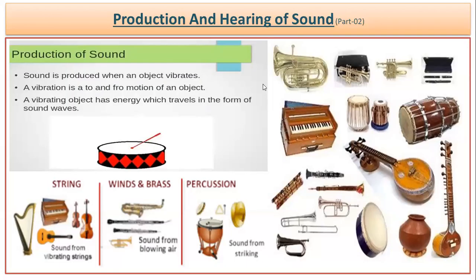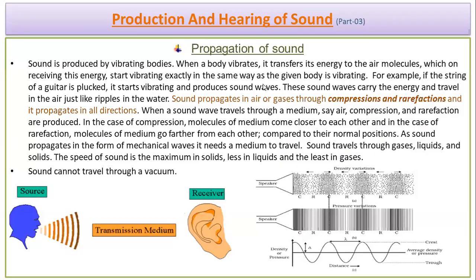Then we had also gone through the production of sound through different kinds of musical instruments. There are various kinds of musical instruments, and they can be classified basically in three basic forms: the string instruments, wind and brass instruments, and the percussion instruments. We had understood how the vibration goes on over there, and with that vibration, we can hear the sound. These things we had already understood.